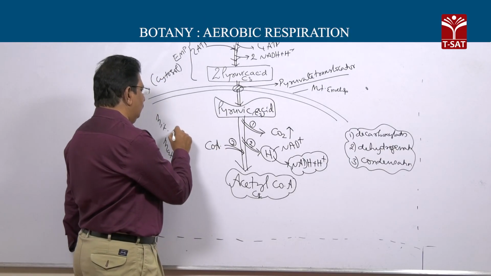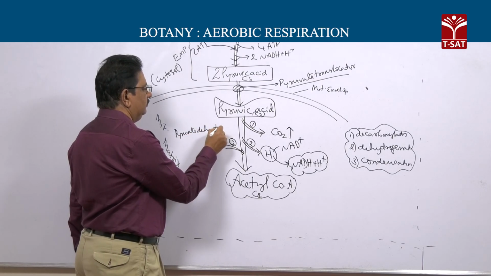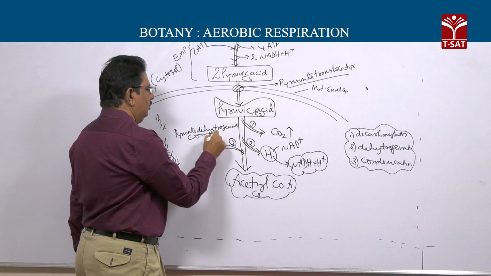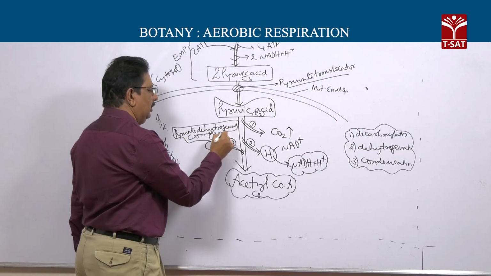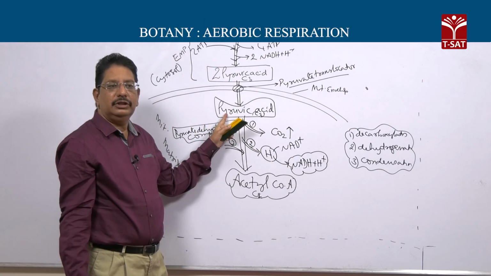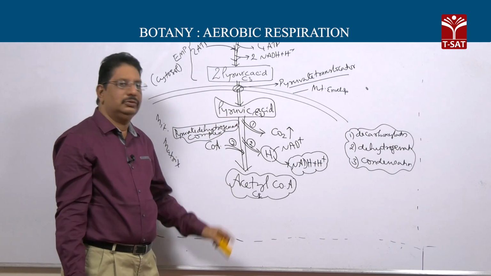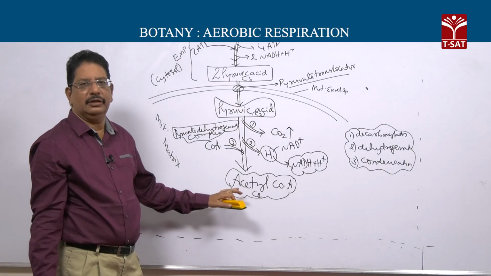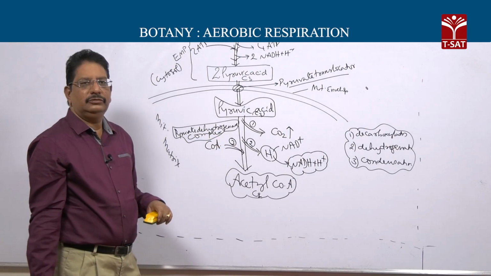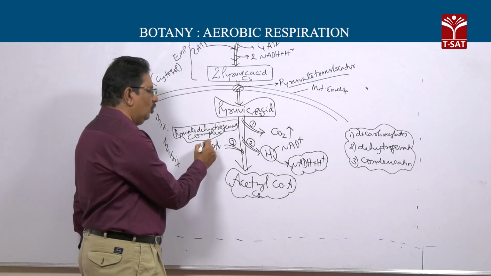that is called pyruvate dehydrogenase complex. So, pyruvate dehydrogenase complex is the enzyme which involves the oxidative decarboxylation and condensation of pyruvic acid into acetyl coenzyme A. And pyruvate dehydrogenase complex is a conjugated enzyme and comprises 3 different enzymes and requires some cofactors.